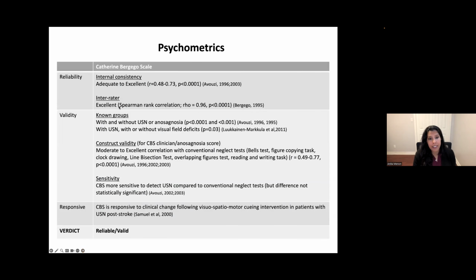In terms of reliability and validity, very preliminary work has been done to test this tool in terms of psychometric properties, of course, again, which is why it hasn't been recommended in the Canadian best practice guidelines, but I still think it's a very useful tool to use and could be used to guide the functional observations for USN. So it's a nice tool for that. So here's just some of the preliminary data that was found in the literature regarding the testing of validity and reliability for Catherine Bergego scale. But so far, it's quite promising.